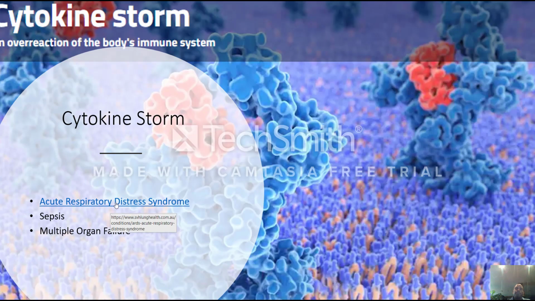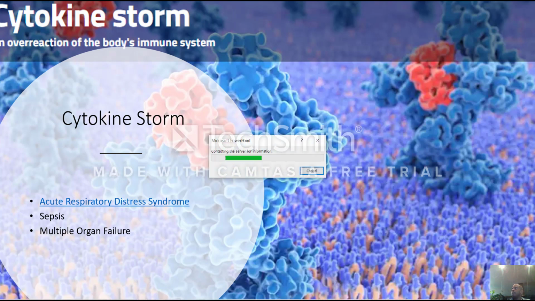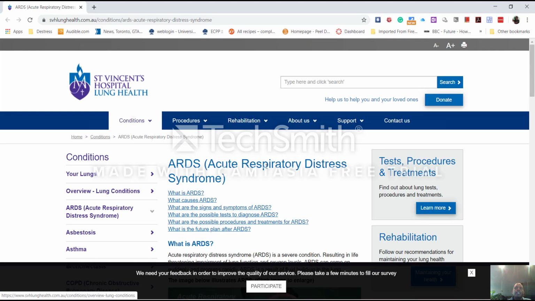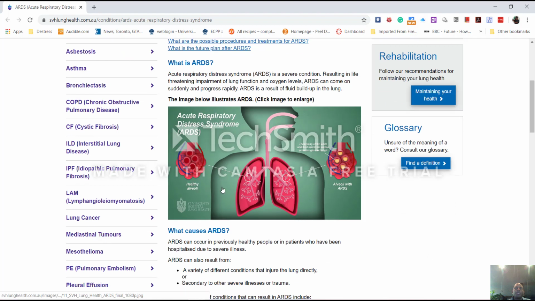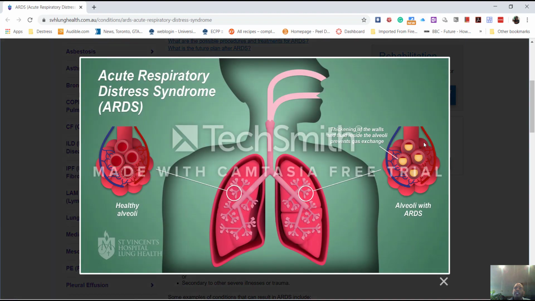So I'll show you this link here. So here's an example of the acute respiratory distress syndrome. Here's your normal alveoli. We talked about that in grade 11, and we talk about it in grade 10. And here is what is not supposed to happen. So you'll see that the alveoli, these little tiny air sacs, fill up with liquid. This is a result of the cytokine storm.